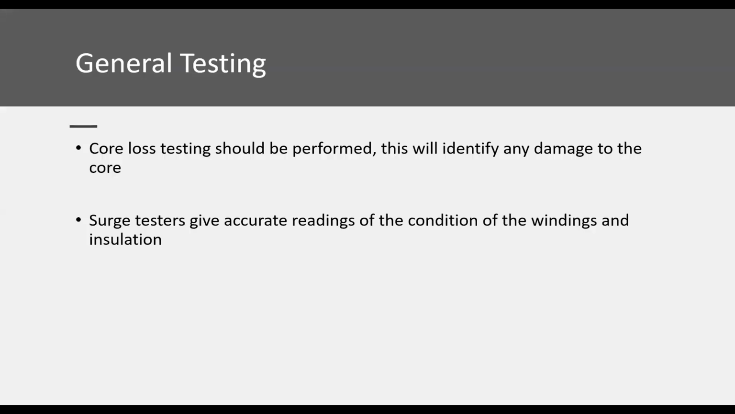Coreless testing should be performed because this will identify damage to the core. If you have damage to the core of an electric motor, it can cause heat, hotspots. If you are causing heat, it would change the T class. The T class is on the equipment to make sure that no gases or dusts are ignited on the outside atmosphere. Surge testers give accurate readings of the condition of the windings and insulation. They will tell you if you have any shorted turns and so forth. Just a normal meter will not show that in great detail. Again, this could cause heat or problems when it's on site, and we don't want that.